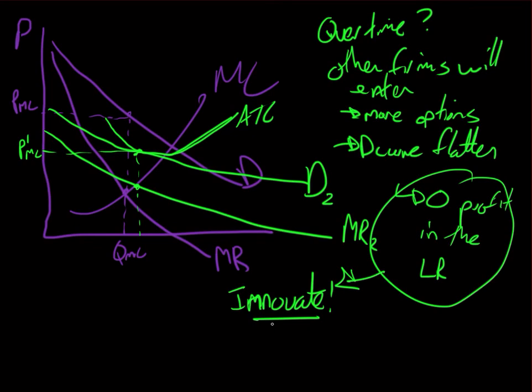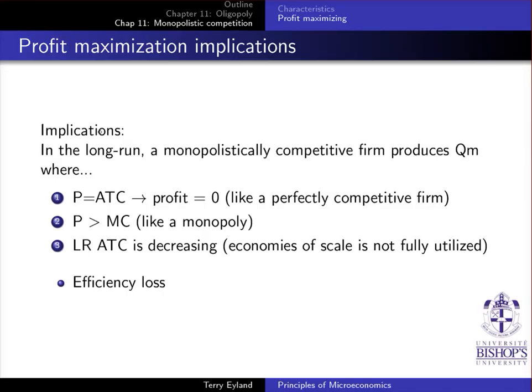So this is what happens. So firms can make profits in the short run. Okay. So implications is the monopolistic firm in the long run will have zero profit like a perfectly competitive firm. The price will still be superior than the marginal cost of production, which is similar to a monopoly. And we're in this portion where the long run average total cost is decreasing, which means that we're not producing at our optimal level and we're losing some level of efficiency. But that's very similar to monopoly, and this point here is a little bit more technical.